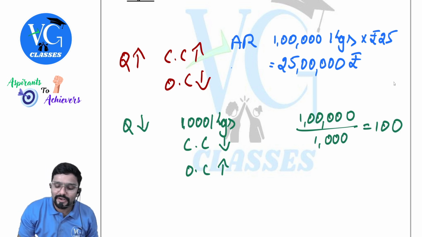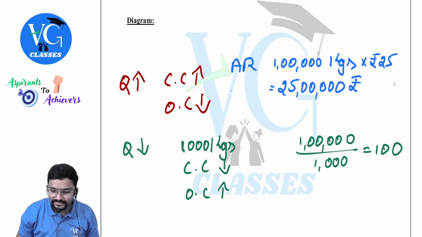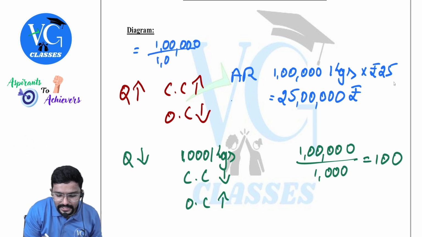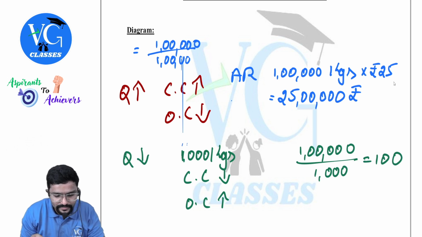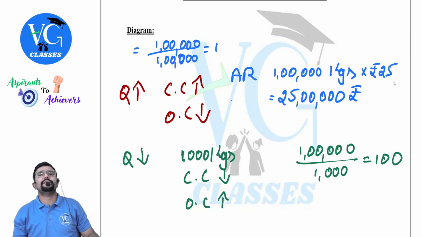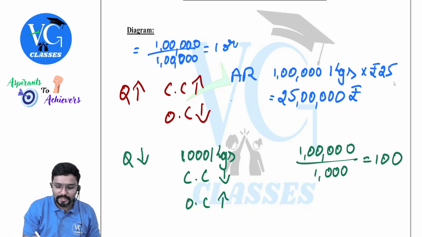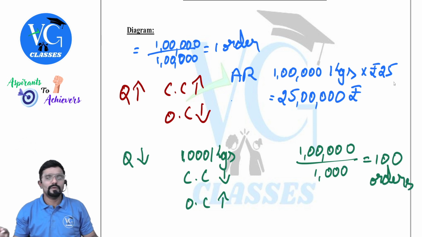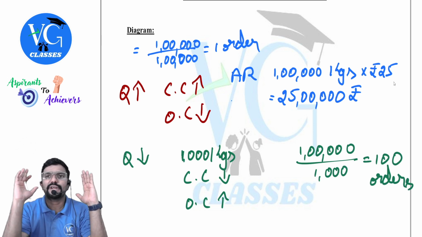Here, sir, how many orders were there? Only one order. Let me show here. 1 lakh kgs I wanted, the entire 1 lakh kgs, and I placed it in one shot. So how many orders, sir? Only one order, sir. Whereas here it is 100 orders. Hope you guys are getting it.